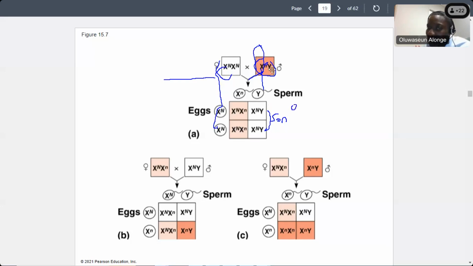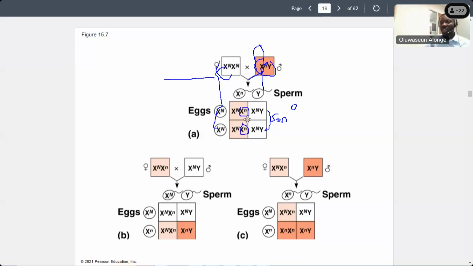But what did you notice? All the females got it from the father. But because females are not hemizygous, they have two copies of X. Only the X that the father gave them is affected. This is the affected X. So we say they are carriers. They are not affected. They are not sick. They are only carriers.